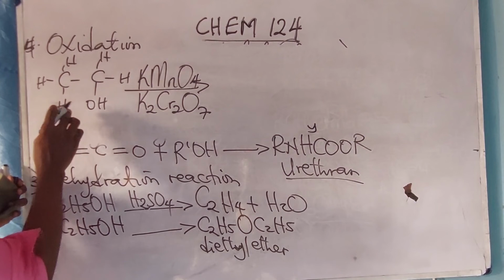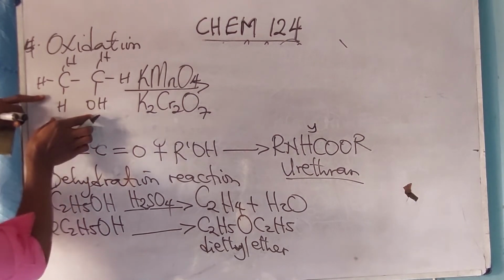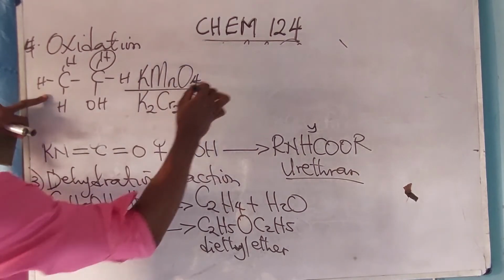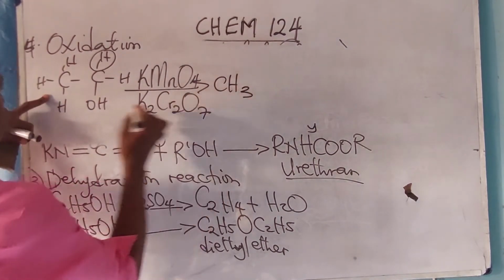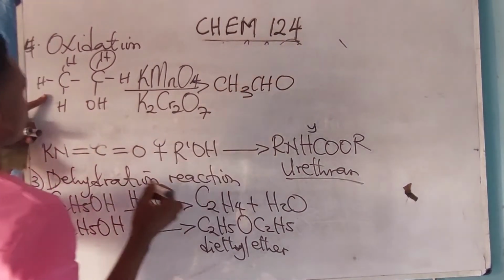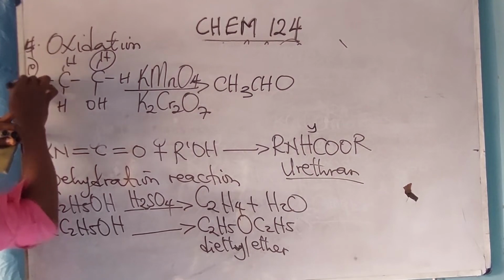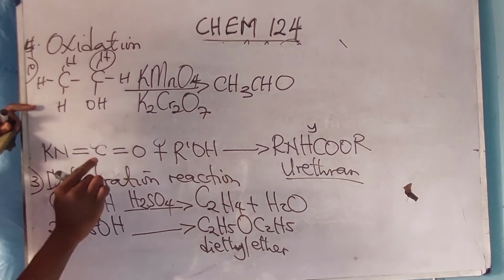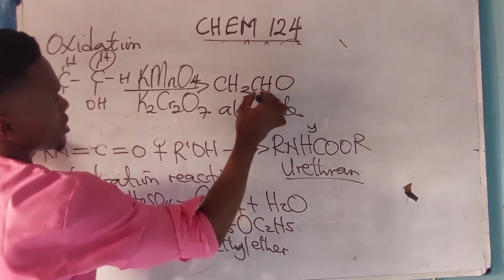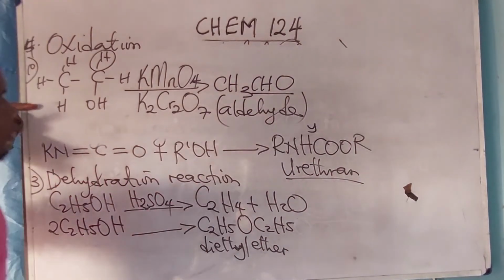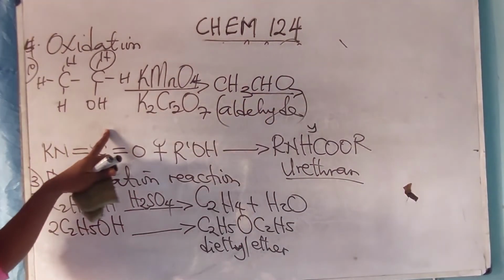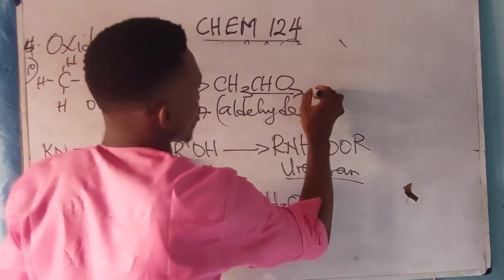Now, let us get started. During this process, OH is removed. Alright, we now have CH3CHO. So the partial oxidation of primary alcohol produces what? An aldehyde. You can see this is the aldehyde functional group. But the complete oxidation of primary alcohol produces what? A carboxylic acid.